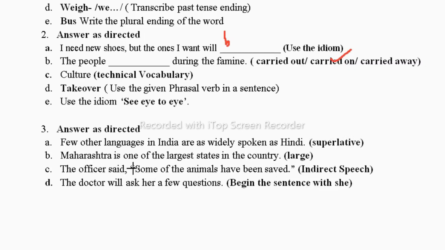Next one, Maharashtra is one of the largest states in the country. Now you need to use the word large. That means you need to make a positive degree. So, no other state is as large as Maharashtra in the country.